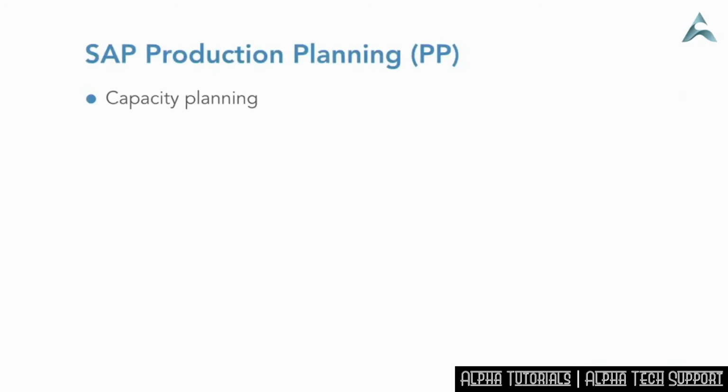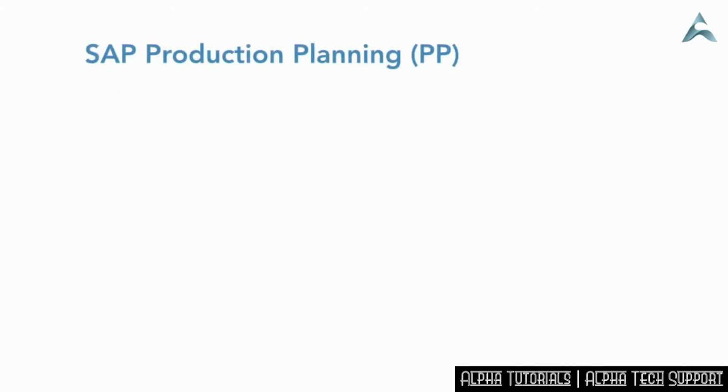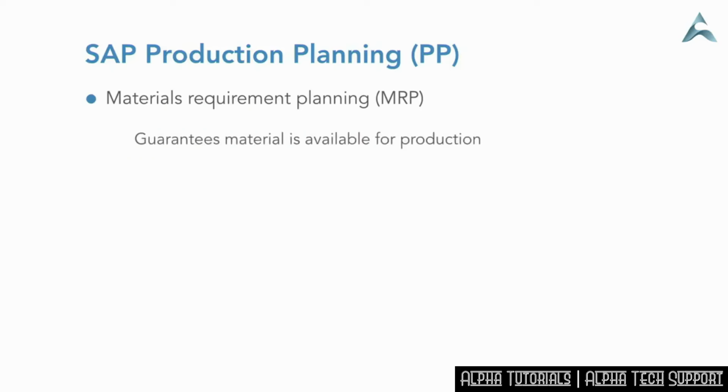Next up is capacity planning, which is done to balance the production loads across different work areas, which are called work centers in SAP. This screenshot displays the capacity evaluation of the assembly work center at plant 1710 over a specified date range. If we look at the row highlighted in yellow, in the last column, we can see that our remaining available capacity is 33,089 minutes. This is telling us that this work center needs way more work to be done, so this work center is fully utilized.